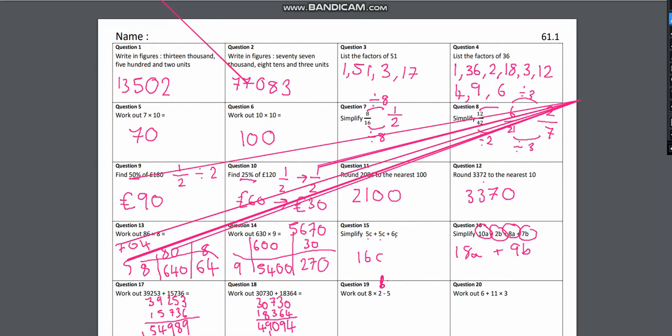Now the next one, we have to remember BIDMAS, okay? Now here we've got some subtraction and we've got some multiplying. So we're going to have to do the multiplying first. So 8 times 2 is 16, and then we're going to do the subtraction, which would be minus the 5, which would equal 11, okay? And then for the final one, we're running out of time, you have to do the 11 times 3 first.